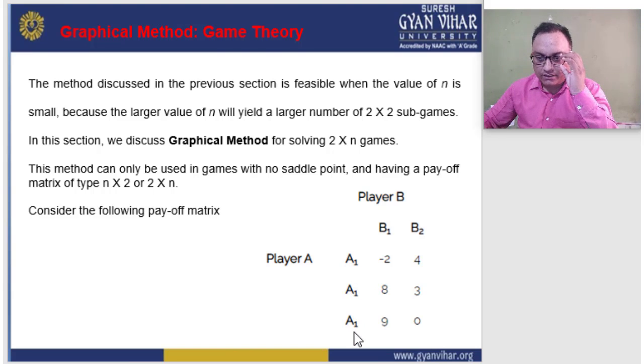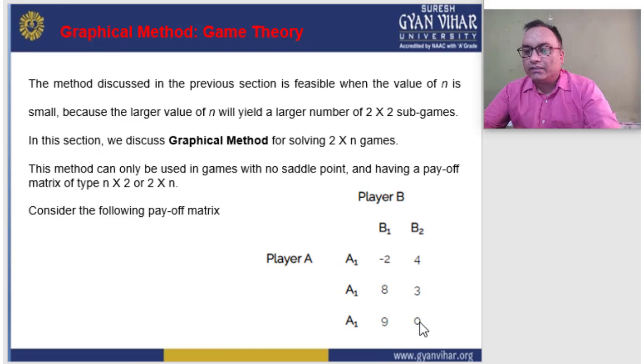These are the different strategies, and here is A1, just like A2, and A3 is here. And this is for player B. These strategies are B1 and B2, with values -2, 4, 8, 3, and 9, 0. This is one example of the graphical method.